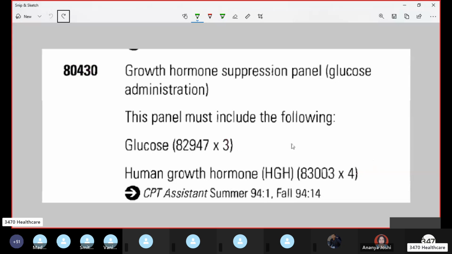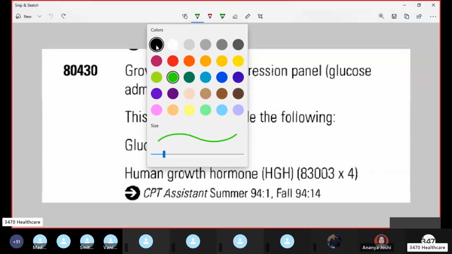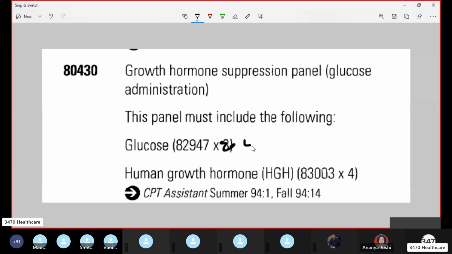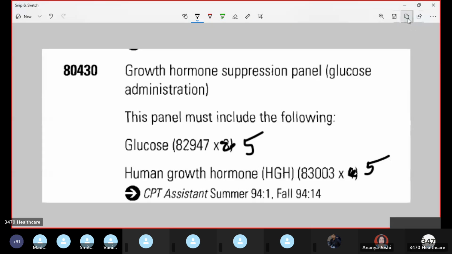Panel met, extra is there. Example: growth hormone suppression panel, in that glucose 5 times, growth hormone 5 times. Now what will you do? Panel met, panel code. Panel not met, code each separately. Panel met, extra is there. Then what is your answer?